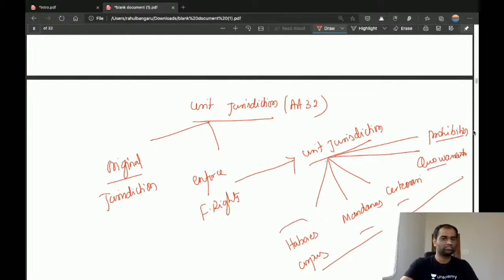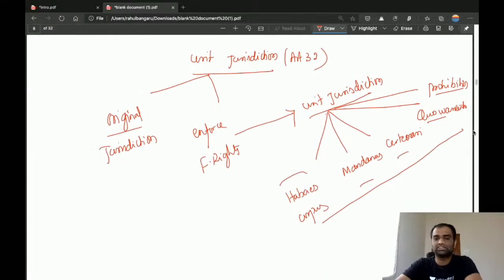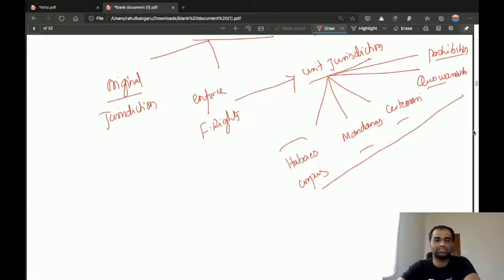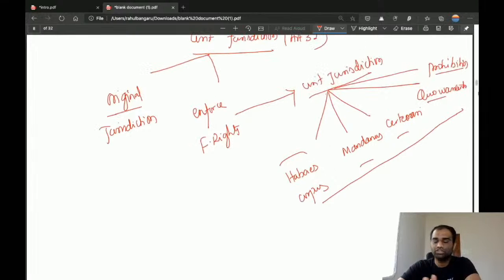We have discussed these individual writs in our fundamental rights class itself, so I'm not going to delve deeper into them. Keep this in mind: writ jurisdiction is another form of original jurisdiction of the Supreme Court of India. They are used to enforce fundamental rights. The Supreme Court is empowered to issue five kinds of writs: habeas corpus, mandamus, certiorari, quo warranto, and prohibition.